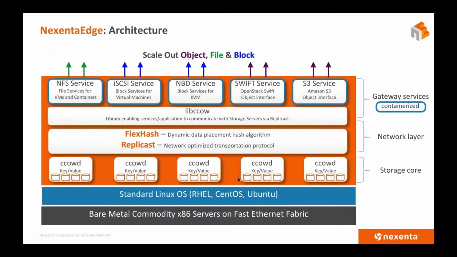We use our technologies called FlexHash and Replicast to do that. And that's really our data placement algorithms, our data integrity algorithms, our communication protocols on the back end. That's used to disperse the information in a larger cluster, ensure that it gets there fast, efficiently. We store it with guaranteed data integrity.